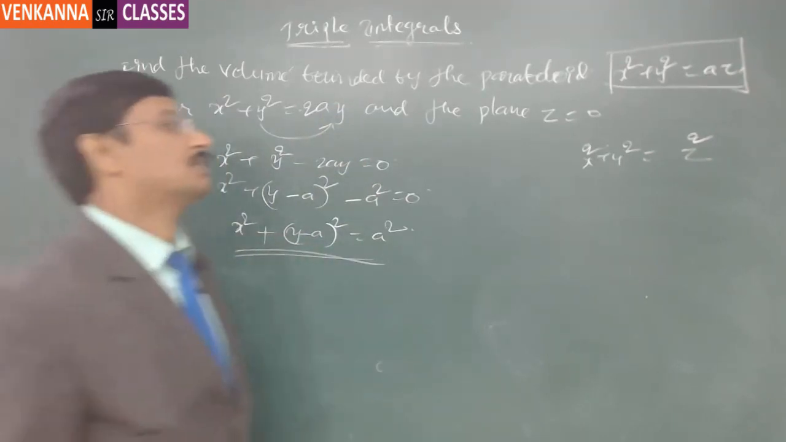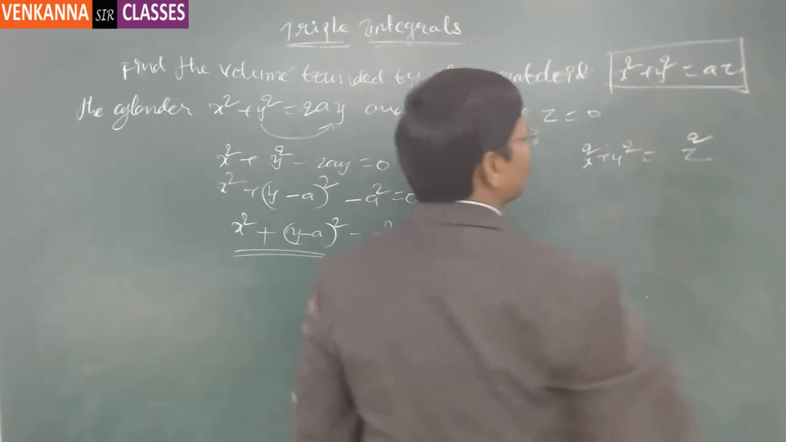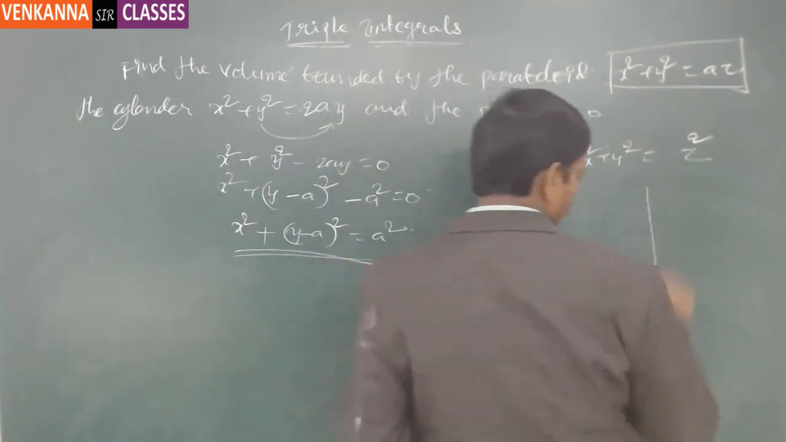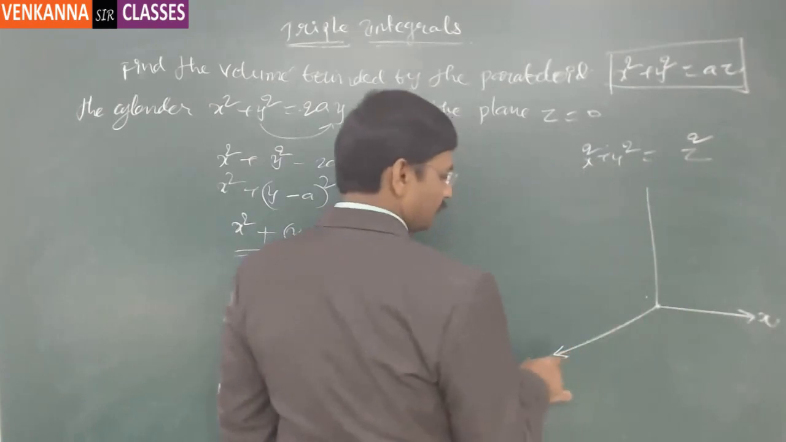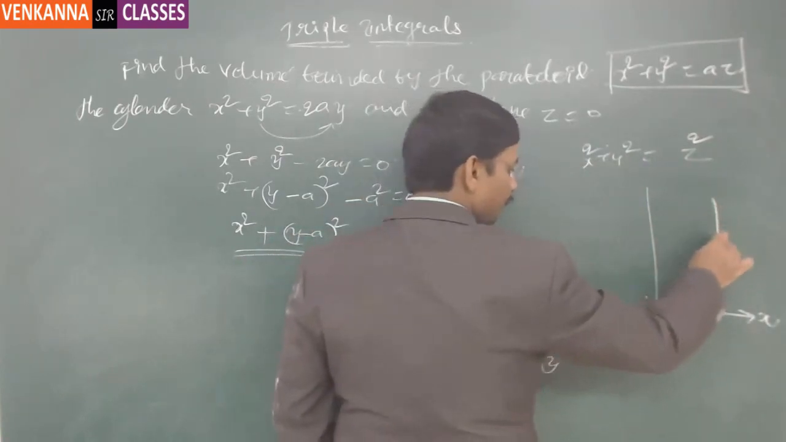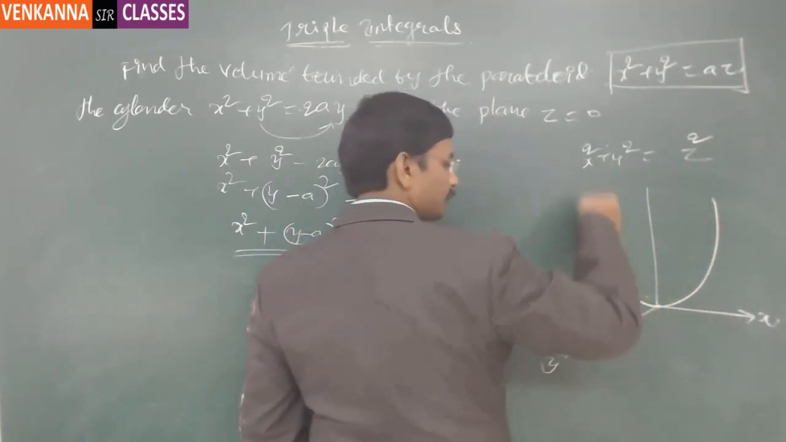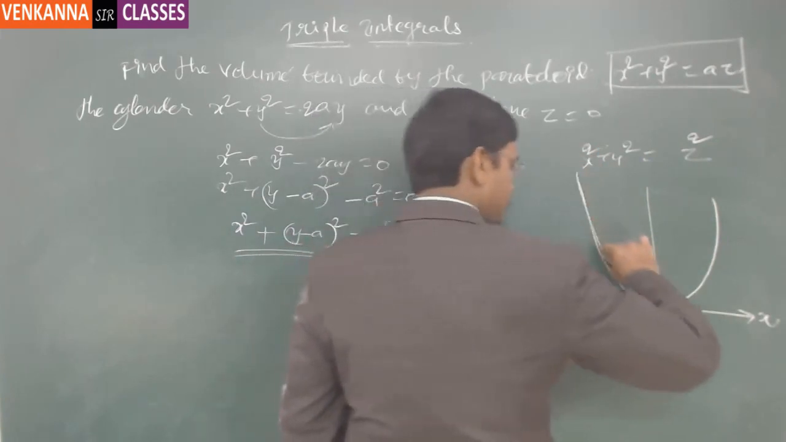Now let us draw this particular shape. So this is x square plus y square is equal to az. So this is the z-axis and this is the x-axis and this is the y-axis. Then it is the shape of a paraboloid like this. So this is the paraboloid.